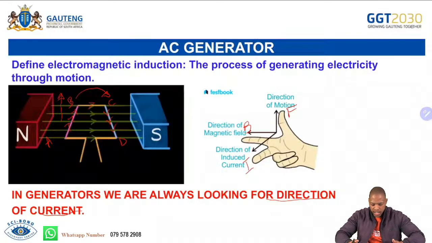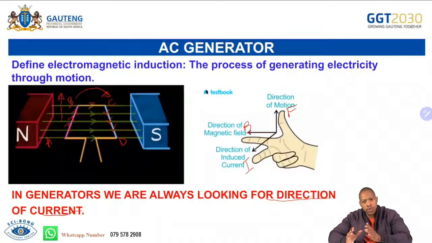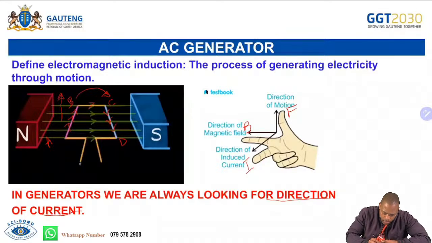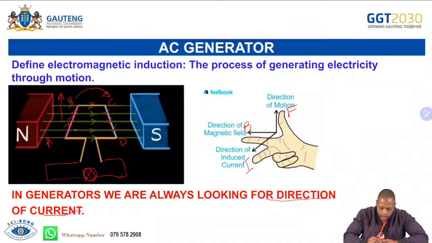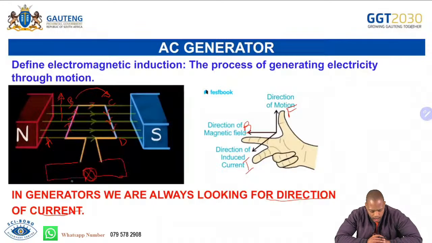So, because a generator converts mechanical energy into electrical energy, a generator must also have a load, something that it is going to be giving its electricity to. In this case, let's use a light bulb for the load. So a generator, for it to be complete, maybe we will connect it like this. Then the current will be able to flow through and give us electricity there in a light bulb.